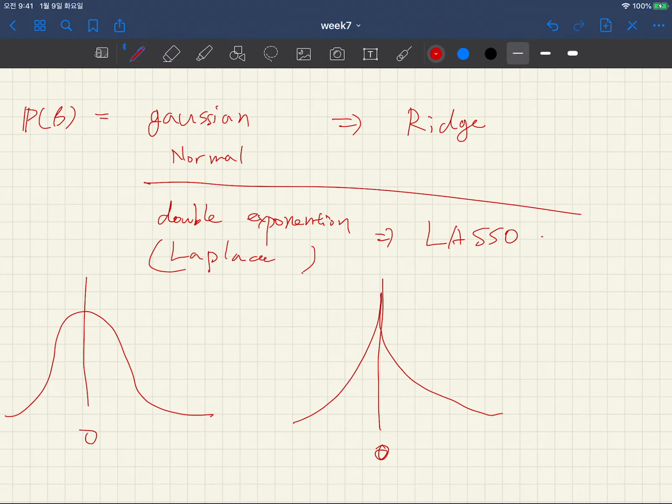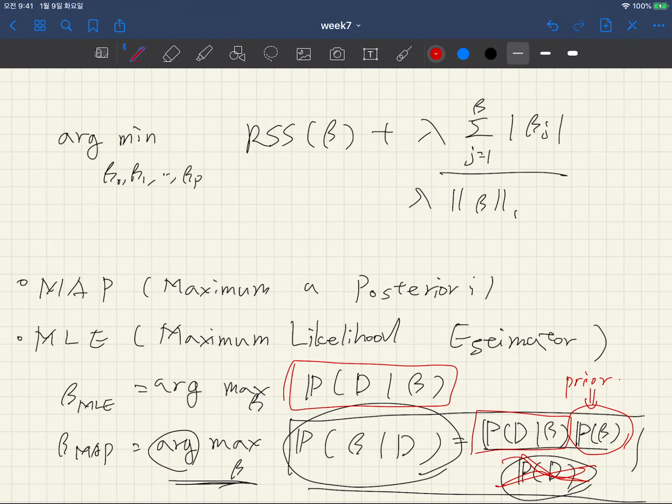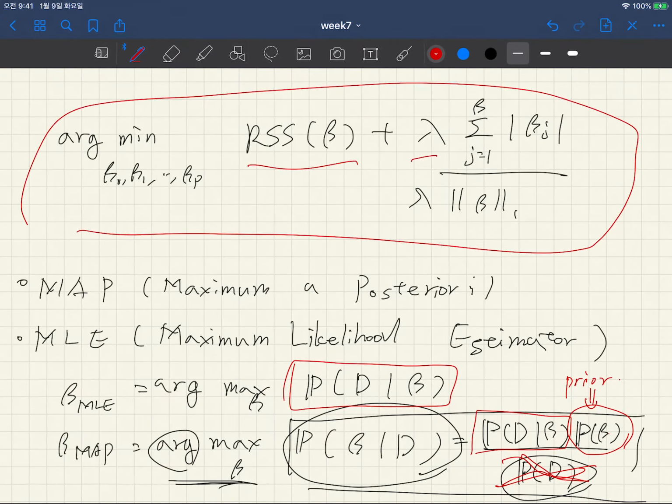So when you optimize the LASSO cost function, RSS plus lambda times the L1 regularization term, naturally your solution will contain many 0 values. After LASSO learning, you will have many 0s, which means this learning process naturally selects input predictors that predict the output very well.